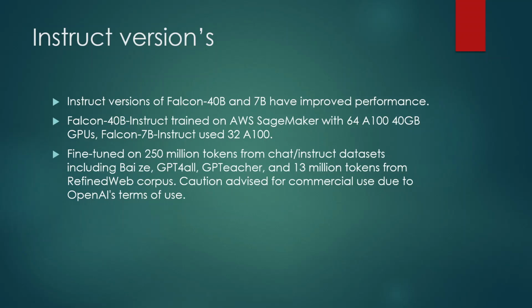So what's different in the instruct versions from the normal Falcon 40B? In the instruct versions, they have improved performance, and as you can see, it has been trained on, as I mentioned, Baize, GPT4All, GPTeacher, and 13 million tokens from the RefinedWeb corpus. And yeah, that's that. Basically the instruct versions are mainly designed for chat conversations. That's the main reason.